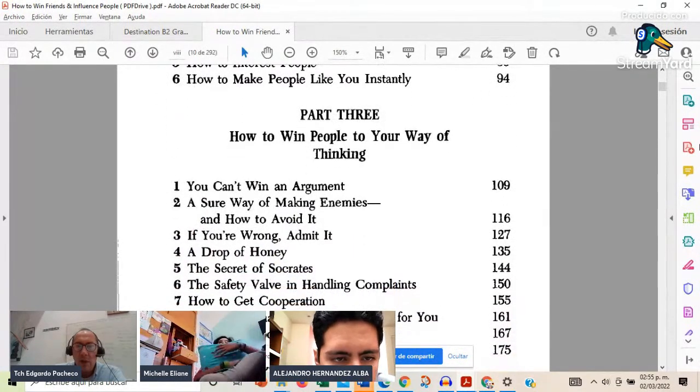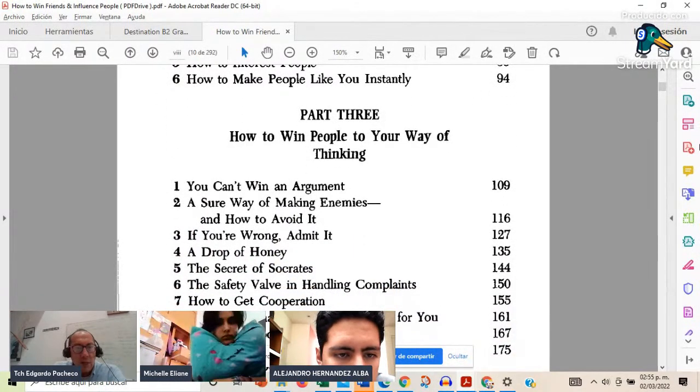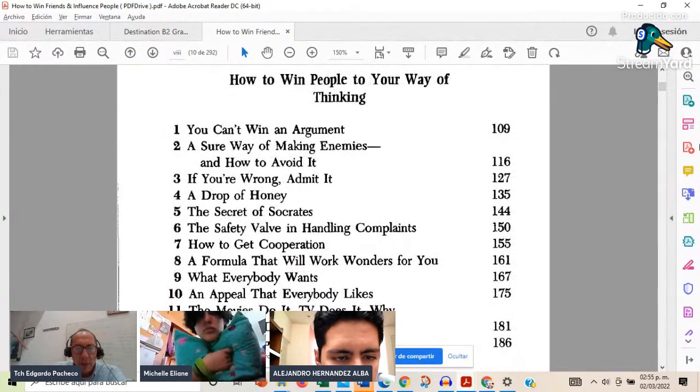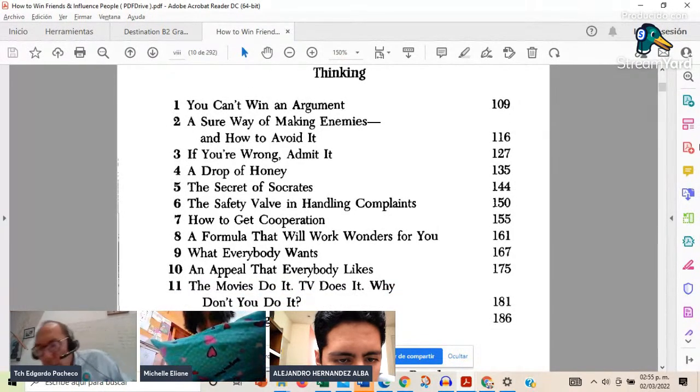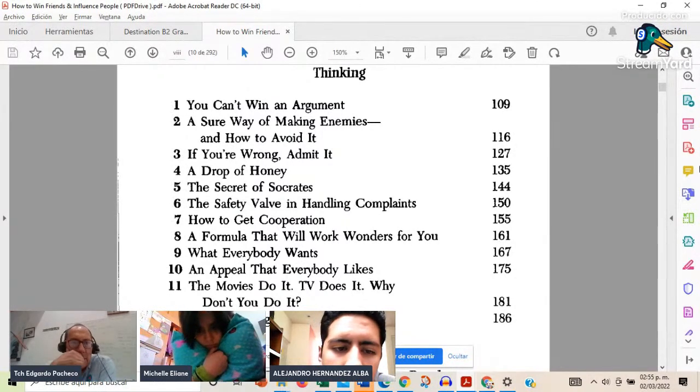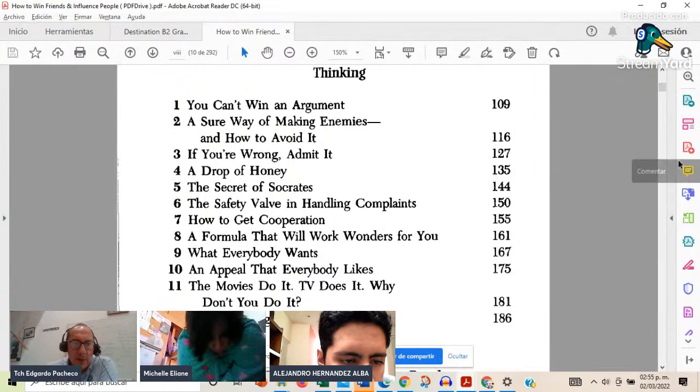You can't win an argument. It's your way of making enemies and how to avoid it. If you're wrong, admit it. A drop of honey, the secret of Socrates. So, which one do you feel like reading today? Could be what everybody wants. What everybody wants is page 167.